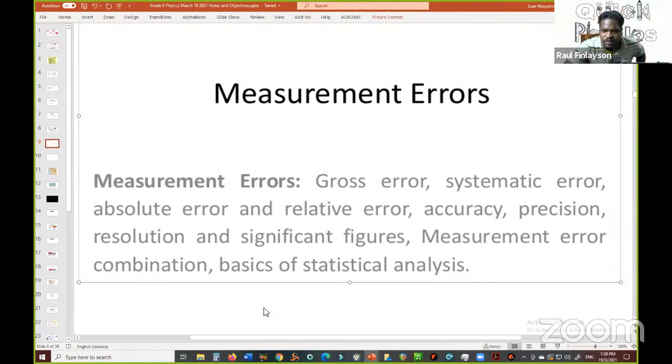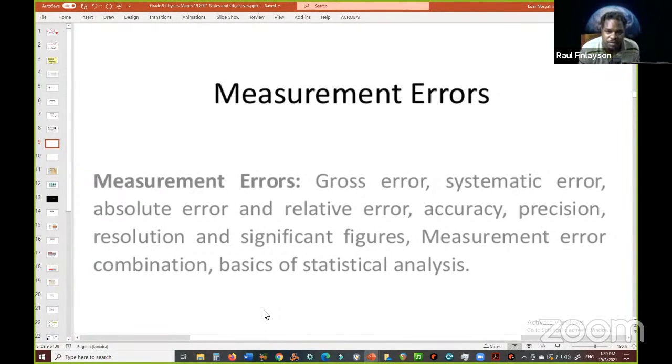There are different types of errors in measurements, right? So we have these terms here: gross error, systematic error, absolute error, relative error. Well, we have accuracy, precision, resolution, and significant figures, as well as measurement error combination basics. Okay, so these now, guys, are the different categories of errors.